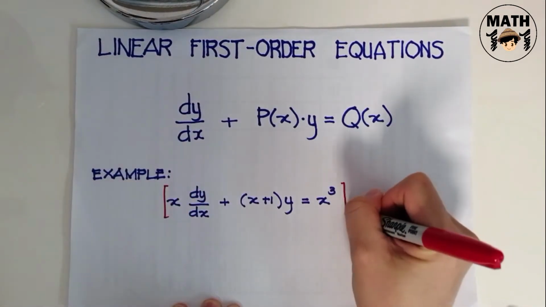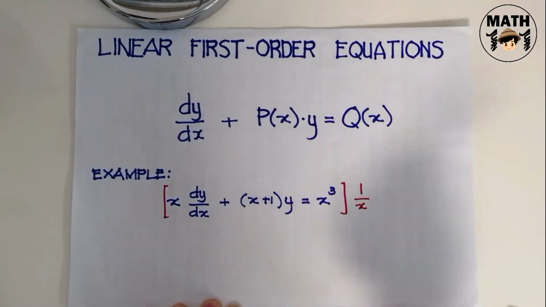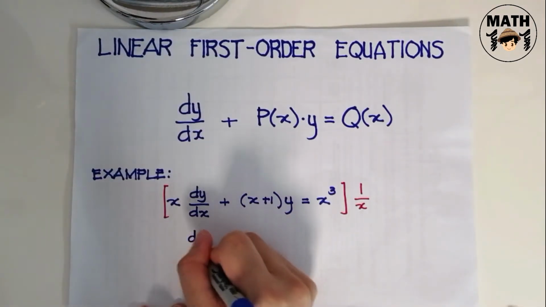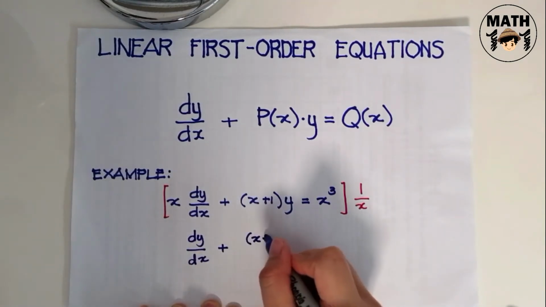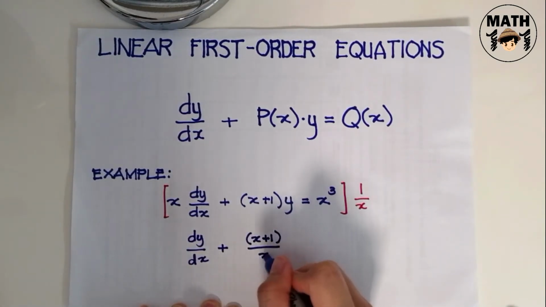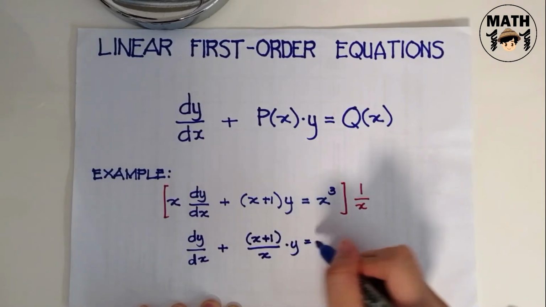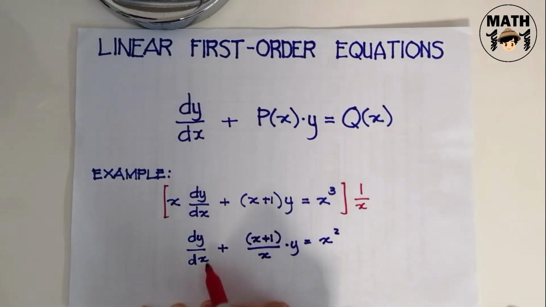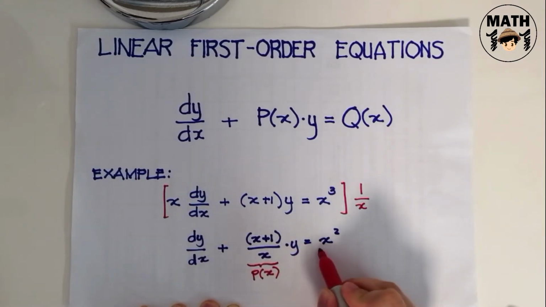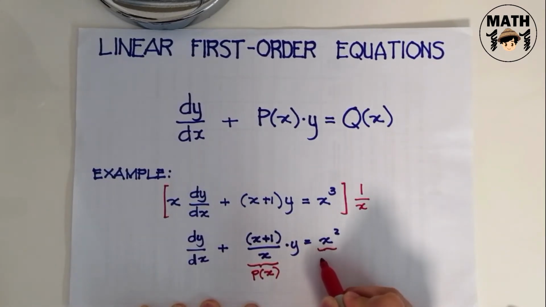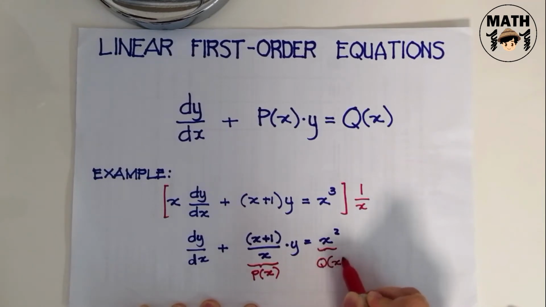Divide natin yung buong equation by x. Then we can rewrite this as derivative of y with respect to x plus quantity x plus 1 divided by x times y equals x squared. We have written this in the form na derivative of y with respect to x plus p as a function of x times y equals x squared, which is q as a function of x.